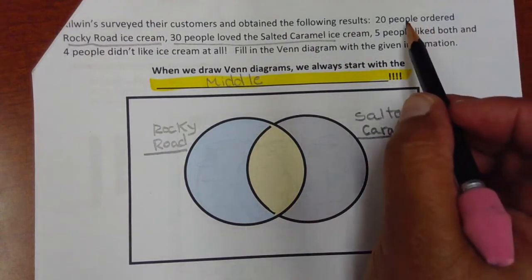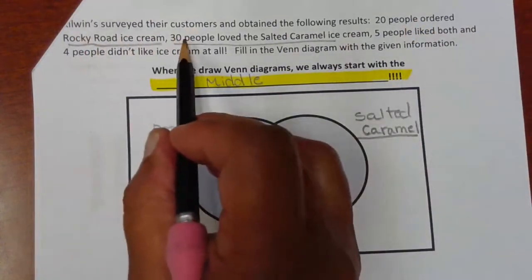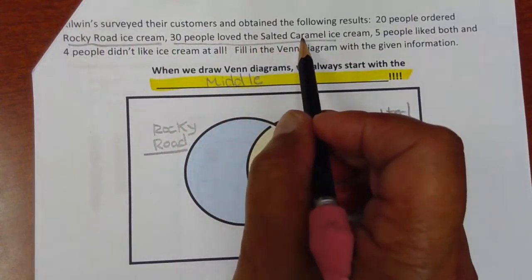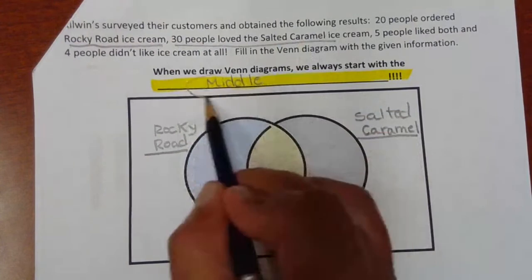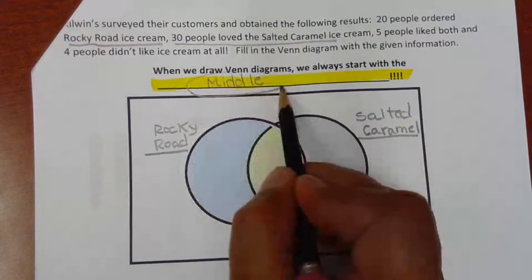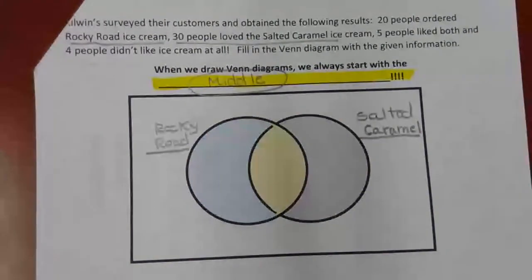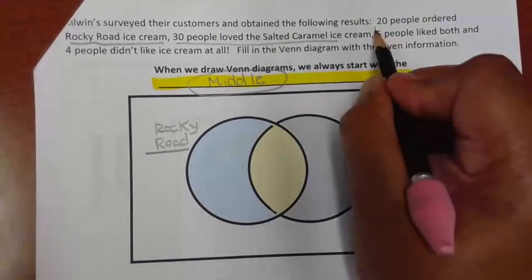20 people ordered Rocky Road. 30 people love salted caramel. And a lot of students, the ones that get it wrong, is because they don't pay attention to this. You are not to put any numbers in this picture unless you do the middle number first. And that's going to be this right here.